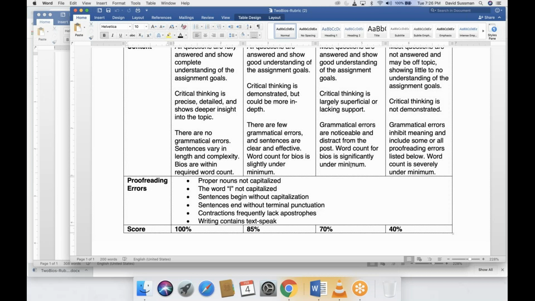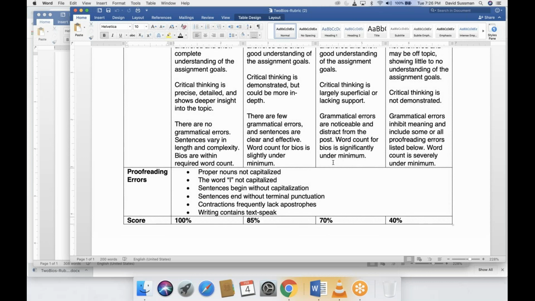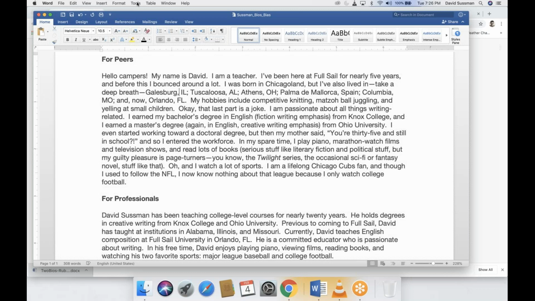Word count for bios is significantly under minimum. That's a problem though, because we no longer have the word count explained in the instructions. So interpret that as I will use my instincts to tell when a response is just a rush job and when it's not. Be careful about things like these because I'm supposed to take off 5 points for every instance I see it. So if a person doesn't capitalize I or sentences that don't end with punctuation, okay, so be careful. Usually that doesn't happen, but sometimes the student can fail to proofread. Awesome thing is once you've typed your 2 paragraphs, you can use Microsoft Word's spelling and grammar tools to do a run through.